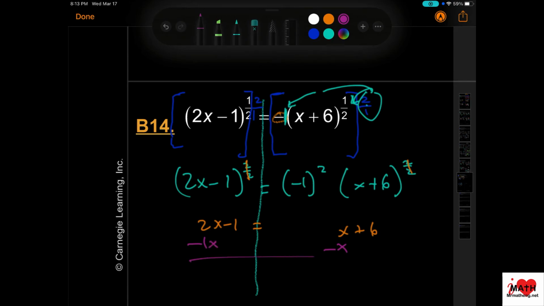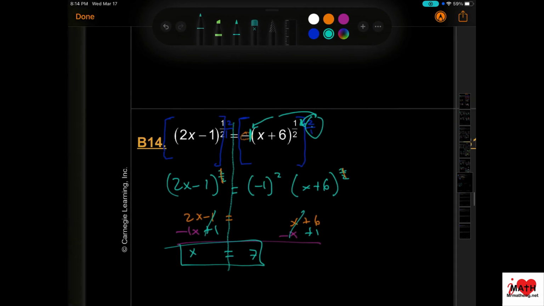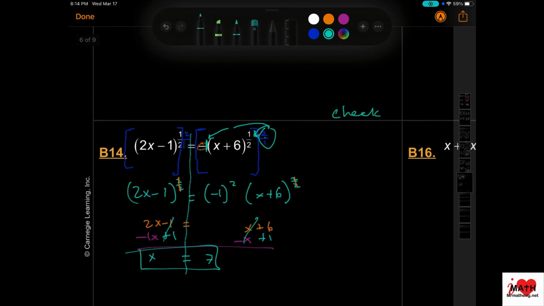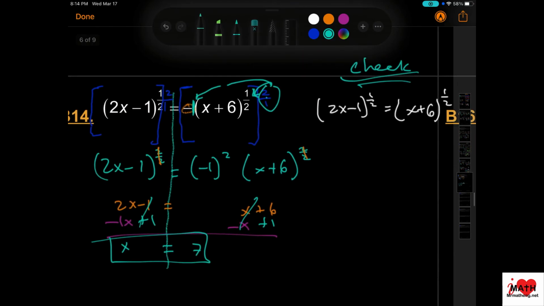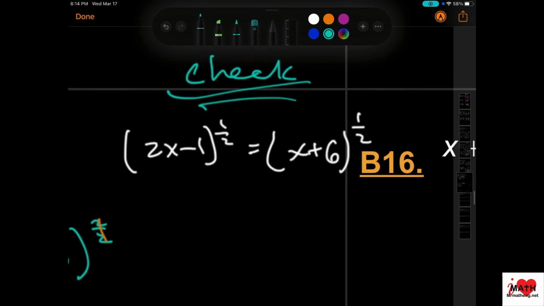That's a negative 1x. And let's move this over here. So x equals 7. All right, let's go ahead and substitute that in. Let's check our answer. Let's write the original. And remember, x equals 7 down here.